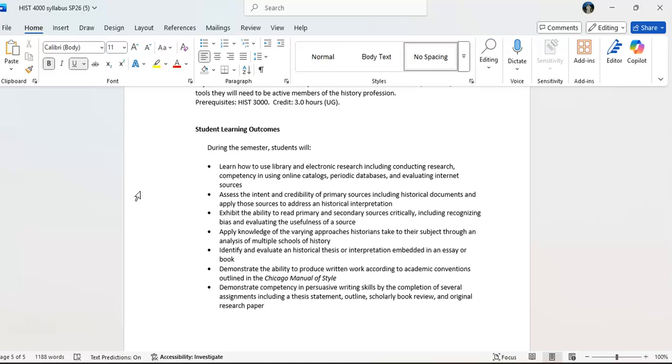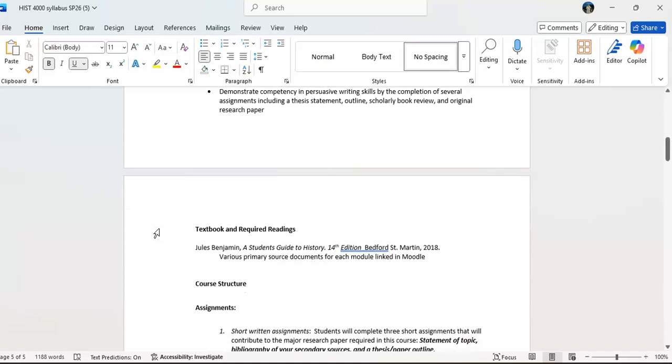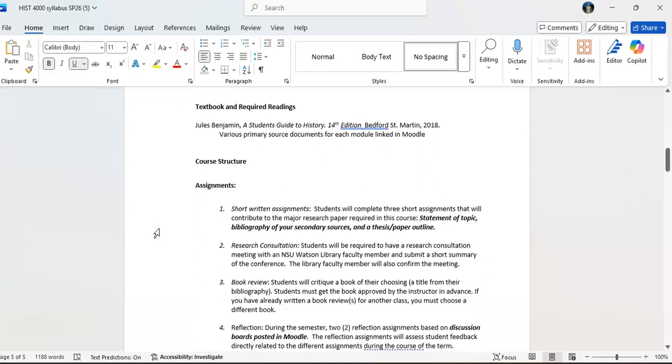But more importantly, in the back of the book, you have the citation method for doing a newspaper, an internet site, a primary source document, secondary source, which is most of what you are going to be using: secondary sources. Okay. There's the book. It's the Jules Benjamin Student's Guide to History.